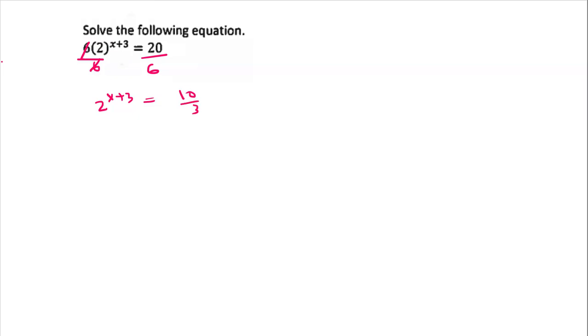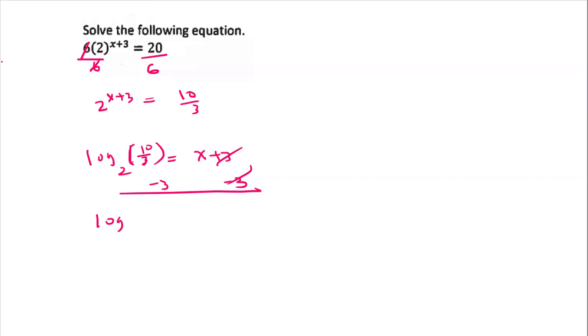Okay. And then now I can rewrite this from an exponential function to a log function. So this is going to be a log and the base is 2. And then to the right will be x plus 3. And then in the middle will be my 10/3. Okay. So now I can solve this. Okay, so all I need to do now is subtract 3 from both sides. And that gives me log base 2 of 10/3 minus 3 equals x.